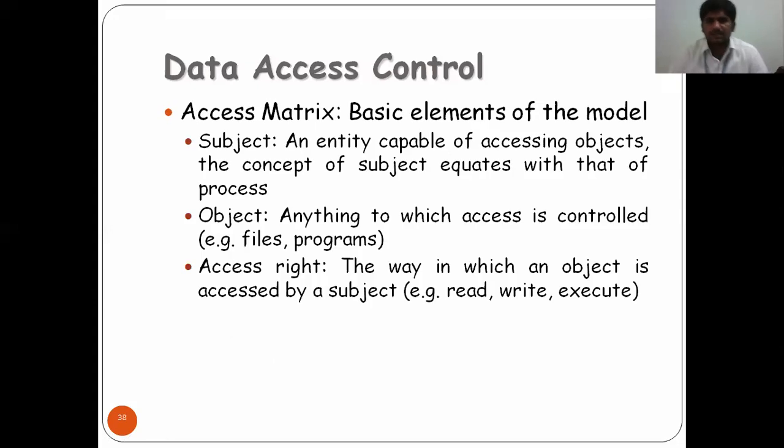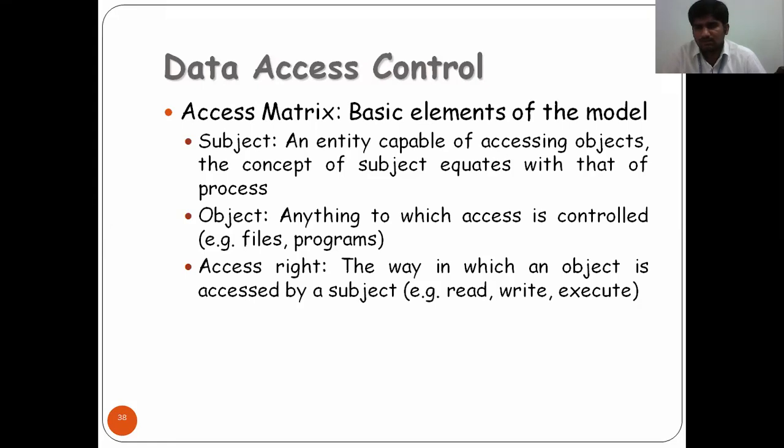Access matrix. The basic elements of the model are subject, object, and access rights. A subject is an entity capable of accessing objects; the concept of subject is equivalent to that of a process. Objects are anything which is controlled, that is, files, programs, or whatever it may be. Access rights are the ways in which an object is accessed, whether read, write, or execute.